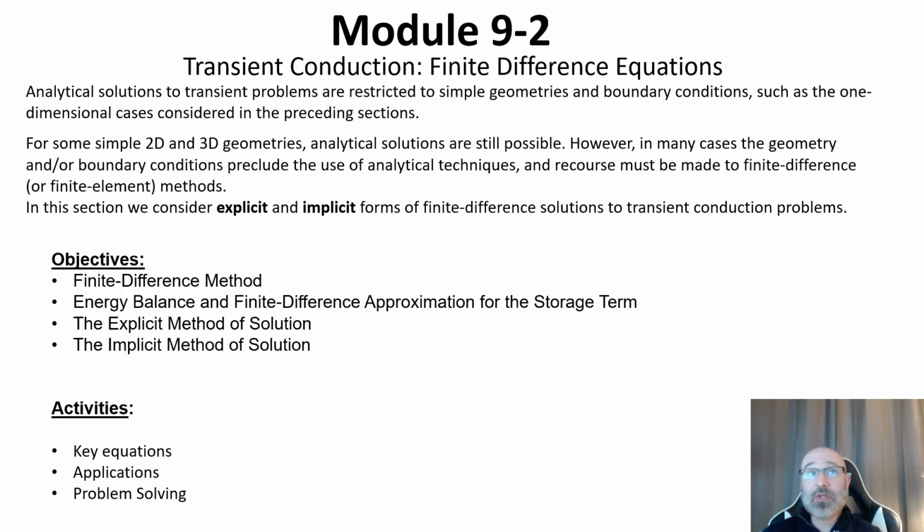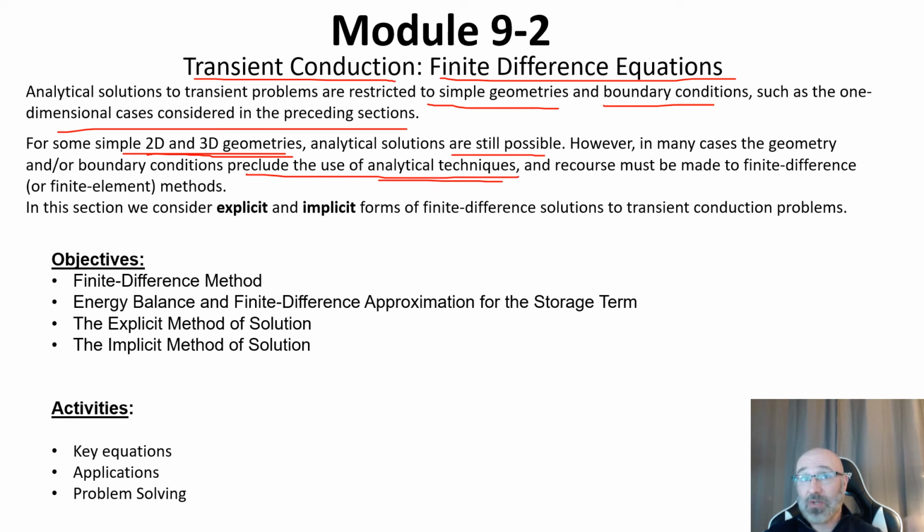Now moving on to Module 9.2, we'll be dealing with transient conduction, looking at finite difference equations. The thing we want to talk about now is the fact that analytical solutions to transient problems are restricted to simple geometries and boundary conditions, such as the 1D cases considered in the preceding section. These are really simple cases to understand the theory and see how we apply our equations. Even some simple 2D and 3D geometries still allow analytical solutions, and we saw a little bit of that as well. But in reality, that's not always the case. In many cases, the geometry or boundary conditions preclude the use of these analytical techniques, and we must identify finite difference methods in order to solve these.